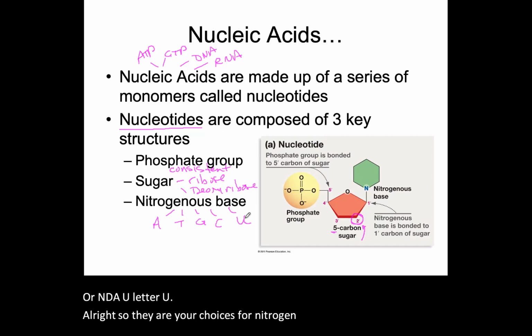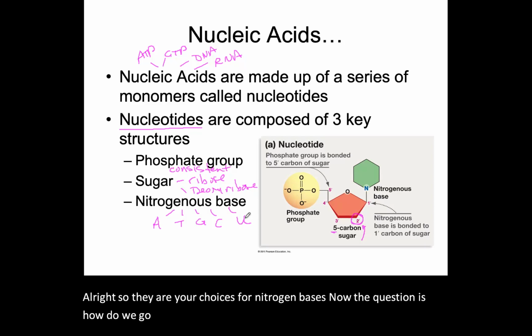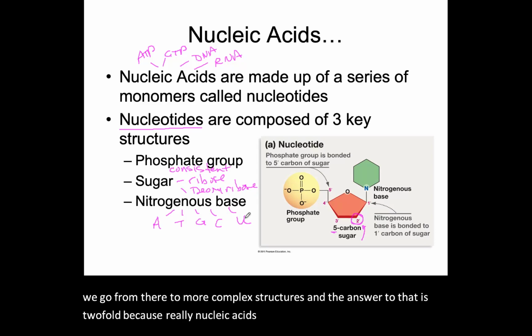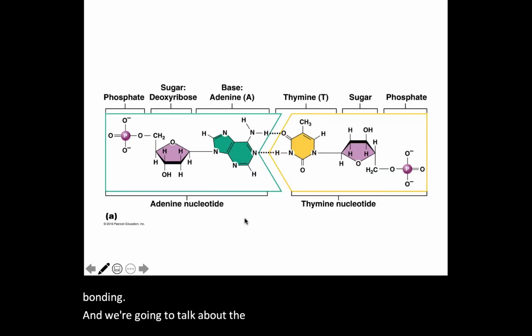Now the question is, how do we go from this nucleotide, which again is the monomer, to more complex structures? The answer to that is twofold, because nucleic acids are really engaging in two different types of bonding. We're going to talk about the first type of bonding now.